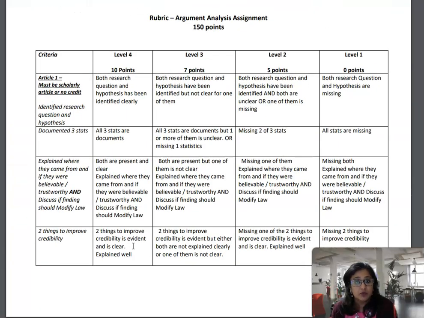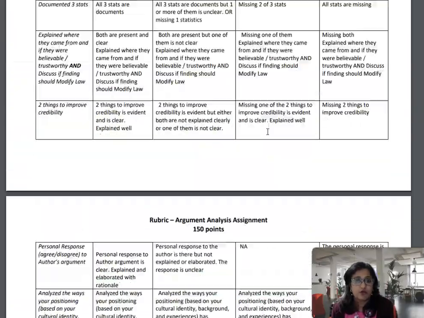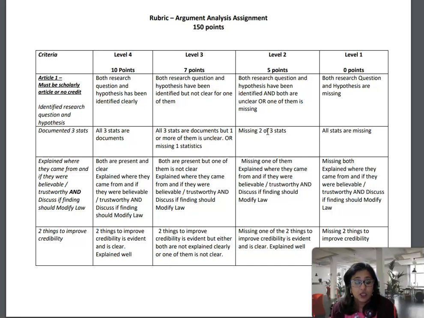As you will see, the best scores that students get is when they do either a PowerPoint or a Canva or a Prezi or something like that. You definitely can write a paper too, but the clarity and the organization in those really helps more in getting a better grade on the argument analysis assignment. So this is your 150 points of your argument analysis. If you have any questions, please don't hesitate to ask.